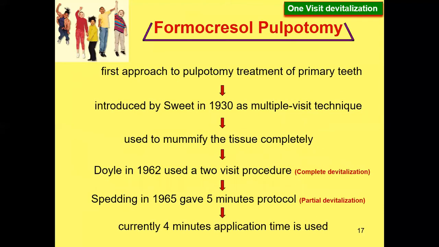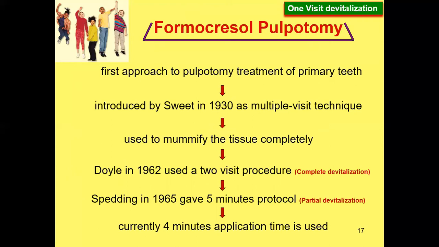Now, coming to the history of Formocresol pulpotomy. The first approach of pulpotomy treatment of a primary tooth was introduced by Sweet in 1930 as a multiple visit technique, because that is how he started the pulpotomy. Then it was used to mummify the tissue completely.